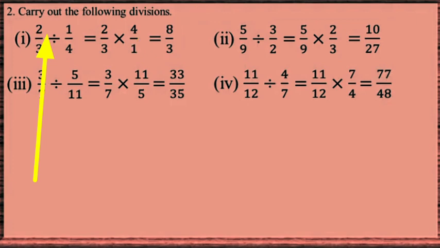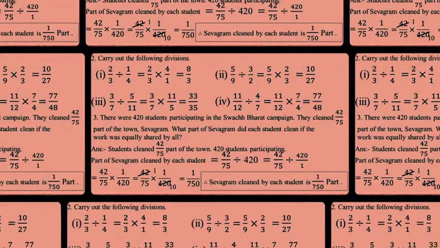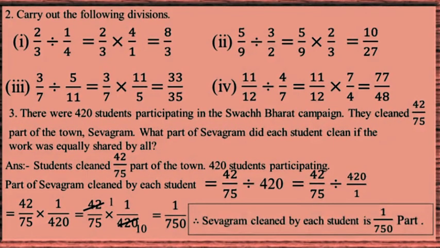Now let us multiply it. 2 4s are 8 and 3 1s are 3. Answer is 8/3. Like that, other problems have been solved. So the next fraction of every equation becomes its reciprocal, and after multiplying, we are solving the problem of division. Say, children, 2/3 divided by 1/4 is equal to 2/3 multiplied by the reciprocal of 1/4, which is 4/1. And the sign becomes multiplication here.